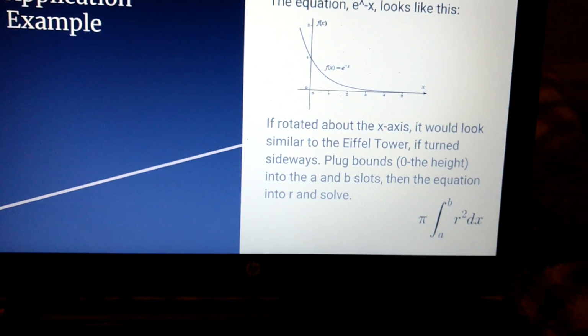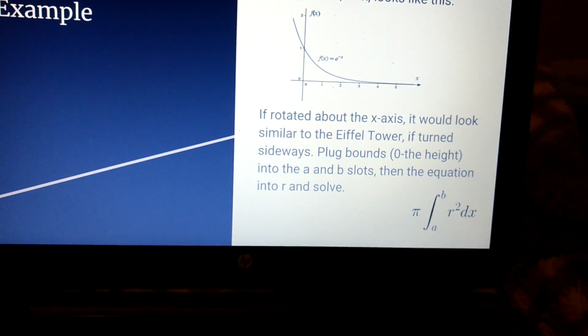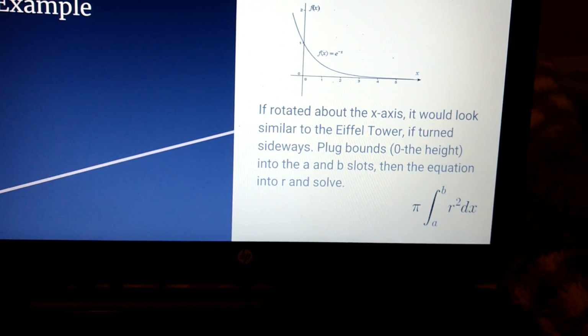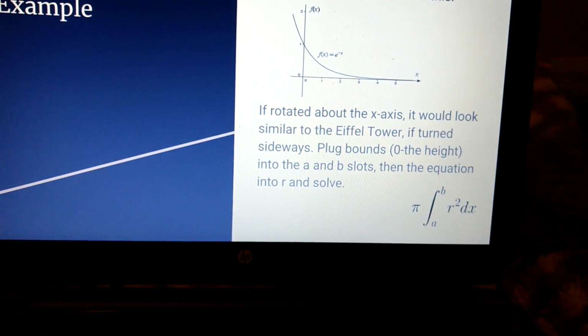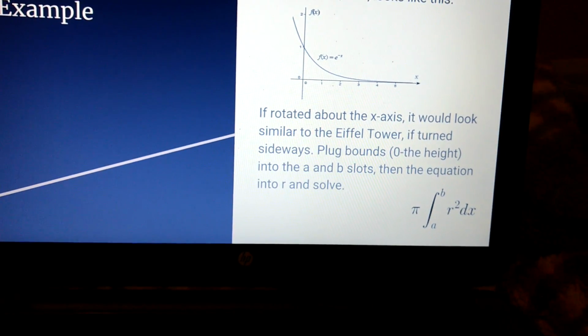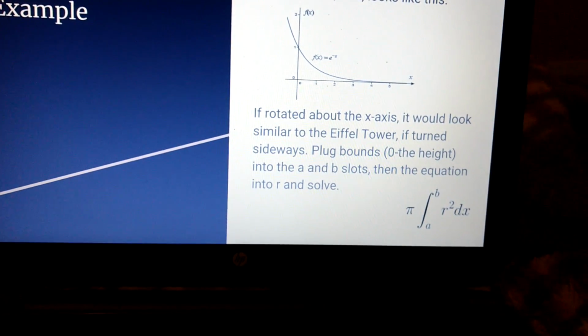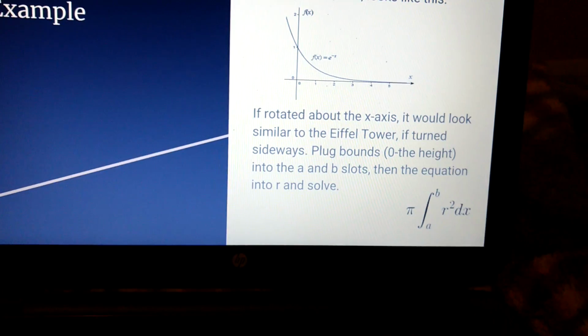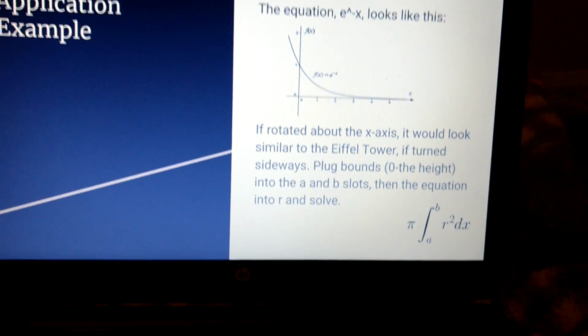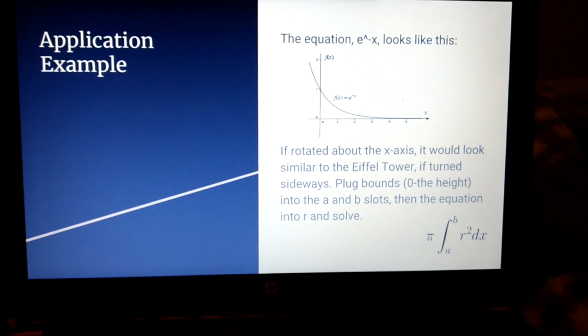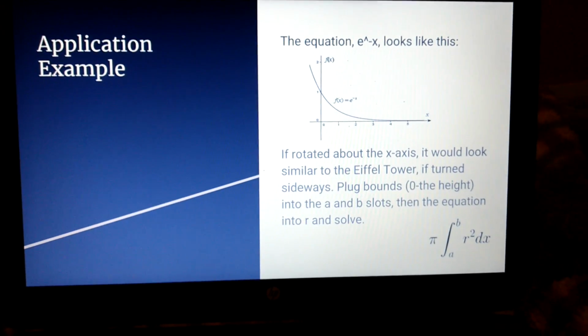and then it's going to be pi r squared. We're going to pull the pi out because you're not integrating pi, you're integrating in terms of the radius here, which in this case is e to the negative x. So you're going to plug e to the negative x in for r and integrate from there, and that is how you would go about solving this equation and taking your volume here.